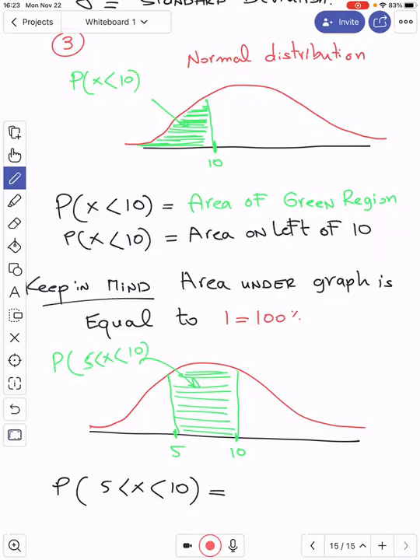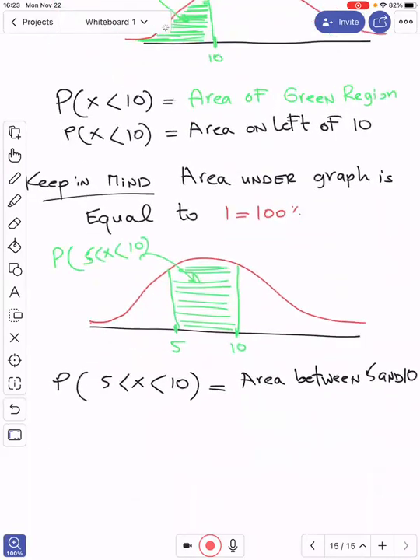So this is the area between 5 and 10. This is why the graph of the distribution is really important, because from the graph you can get your probability.